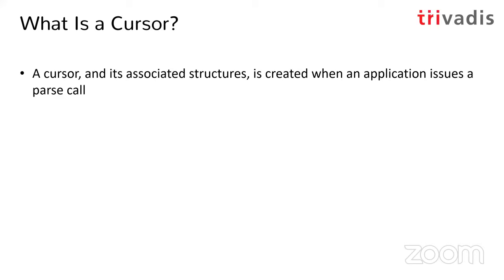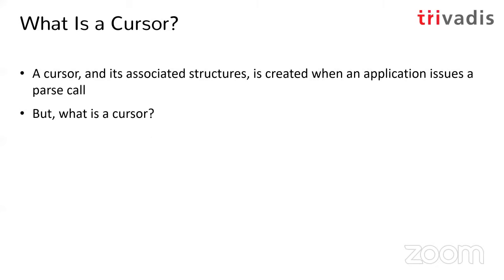If you try to define what a cursor is, you can say that a cursor and all the associated structure is what you get when your application executes a parse call. You want to execute a statement, so at some point you have to parse it. Later on you execute it, and then you close it, basically. And when you execute a parse call, you get a number of structures in place to let your application execute that SQL statement. But what is a cursor?